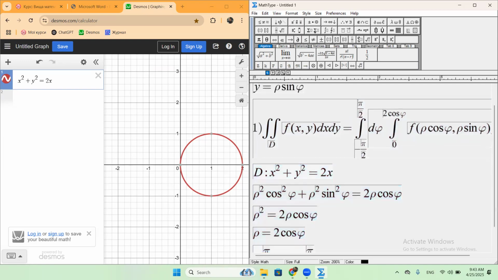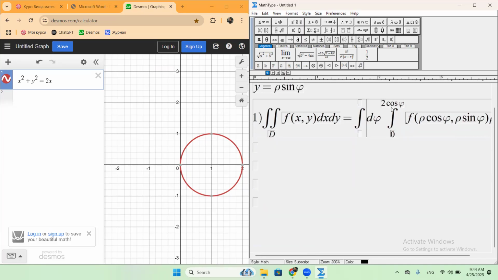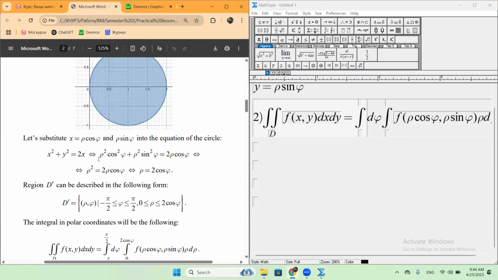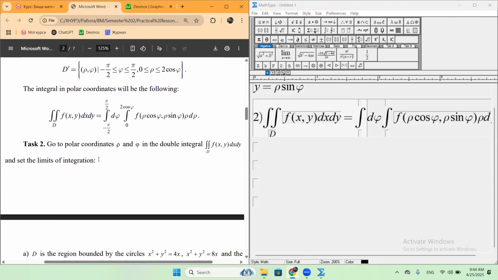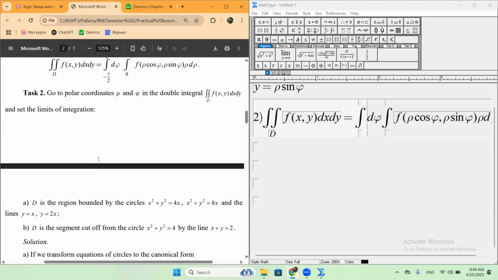Exercise 2. Okay, let me erase these limits of integration. I guess, if I'm not mistaken, we again will just transfer into polar coordinates, and we have the following limits of integration. Okay, let's start with A.